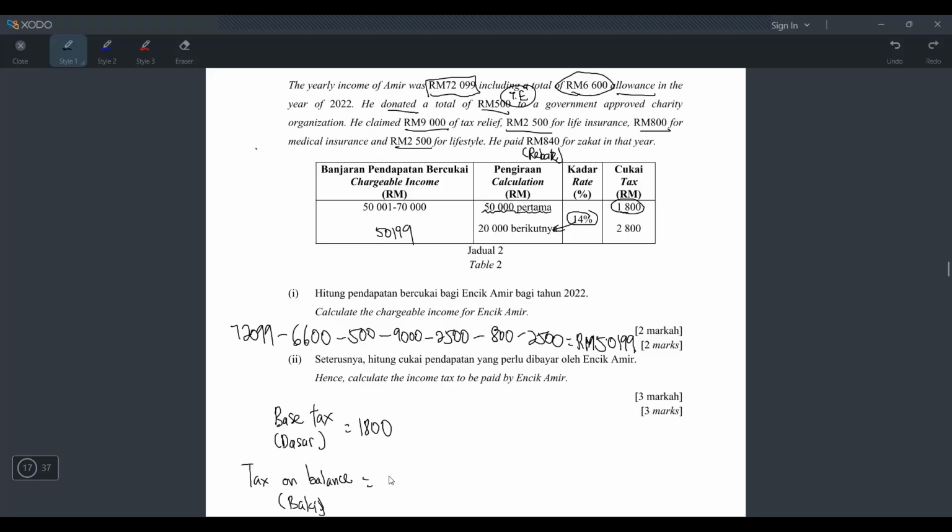Okay, so what I have to do now is take 50199 minus 50,000. Okay, because for the 50,000 pertama, I already paid 1,800. That's why there's still a balance of 199 lah. If you tekan this one minus this one, you get 199, and then that one have to times with the kadar rate, which is 14%. 14% is 0.14. Okay, because 14 is 14 divide 100. So you can straight away write like this.